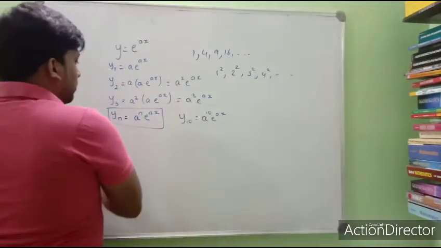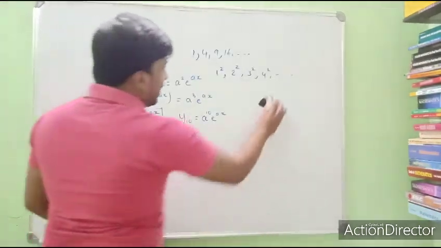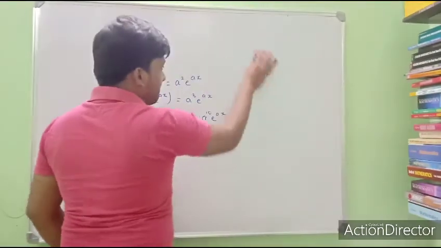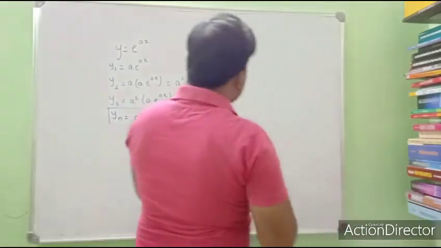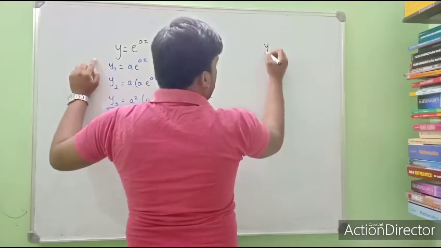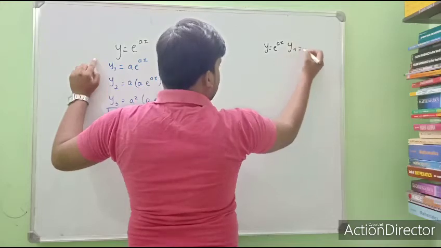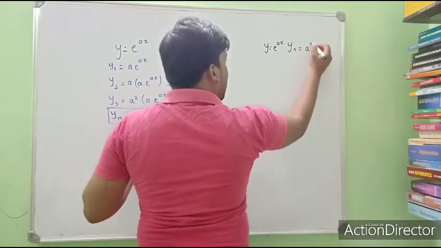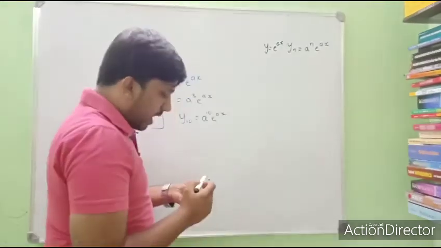So this is the function. This is the first standard form. Let me write here. For the function y is equal to e to the power of ax, yn is nothing but a to the power of n into e to the power of ax. This is the first standard form I am writing.